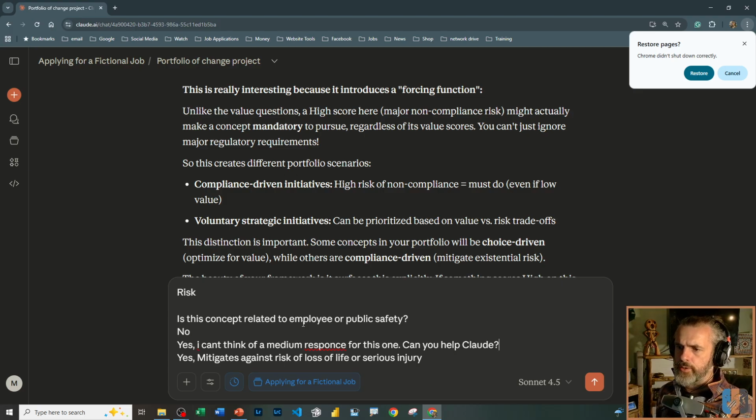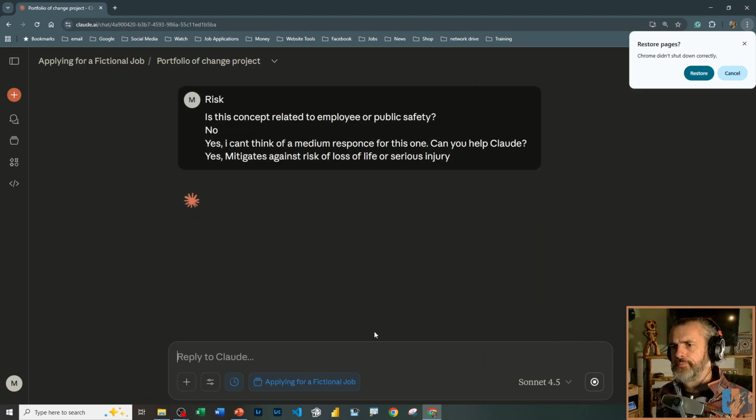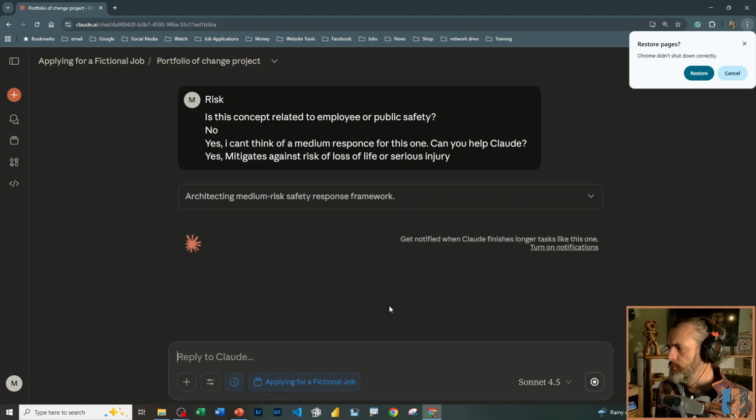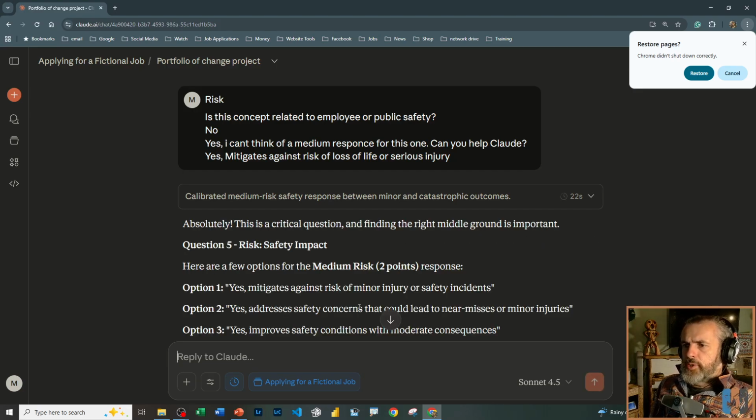Is the concept related to employee or public safety? No. The medium response I'm struggling with on this one. But the yes is that it mitigates against loss of life or serious injury. Absolutely, this is a critical question. Finding the right middle ground is important. Question 5 is related to risk.